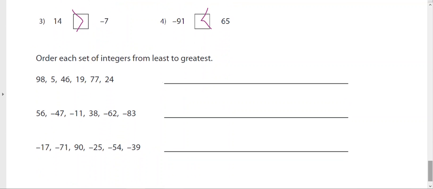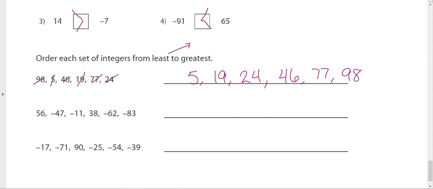For these ones, these are just ordering ones, and we're going least to greatest. So we're going smallest to largest. And so I'm going to look at all my numbers, and I'm going to pull out, okay, do I have any negative numbers here? No, I don't see any negatives. So because I don't see any negatives, I'm just going to put all those whole numbers in order. So 5 would go first. And then, let's look, I would have 19. And then 24. And then 46, 77, and 98. So they're just positive whole numbers for that one.